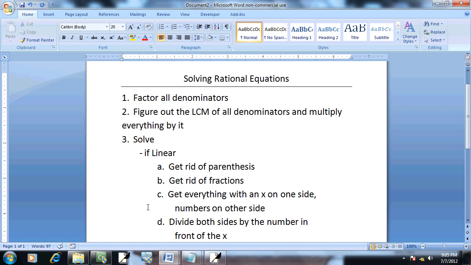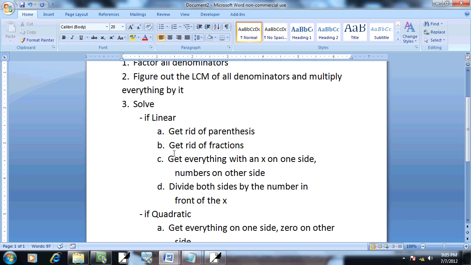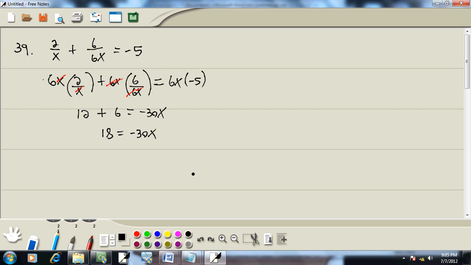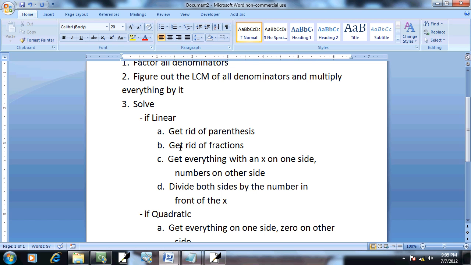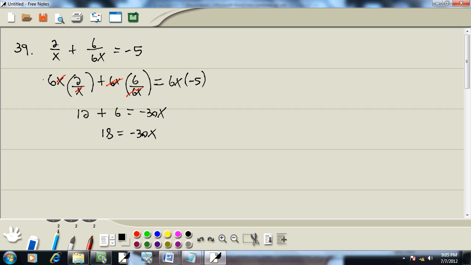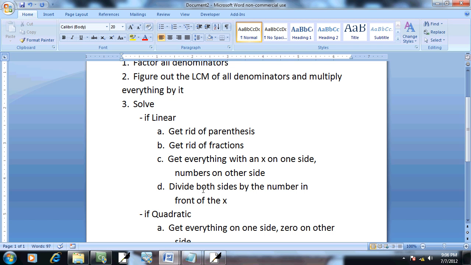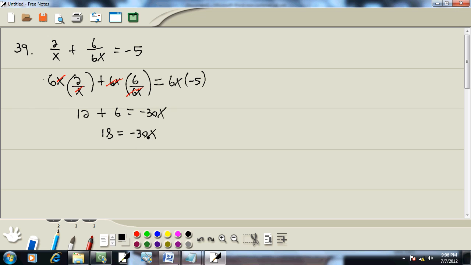Step 3 is solve. Well, this is a linear equation. So we're at the part where it says if linear, get rid of parentheses, don't have any. Get rid of fractions, don't have any. Get everything with an x on one side, numbers on the other side. Well, everything with an x is here and numbers over here, so that's fine. And last step, divide both sides by the number in front of the x. Well, the number in front of our x is negative 30, so we'll divide both sides by negative 30. And those negative 30s cancel.